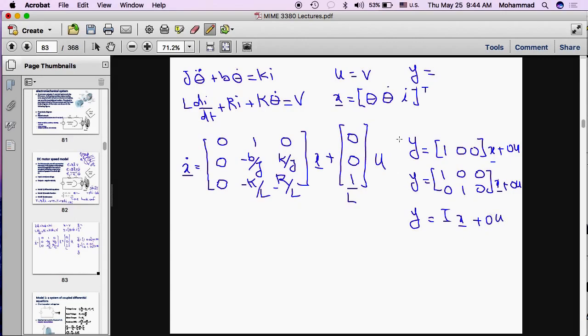So there are multiple possibilities with the output depending on the purpose of the model, and each of those possibilities will give you a different C matrix. Nothing else will change. A and B and D are going to remain the same, but the C matrix could change to reflect the choice of output.